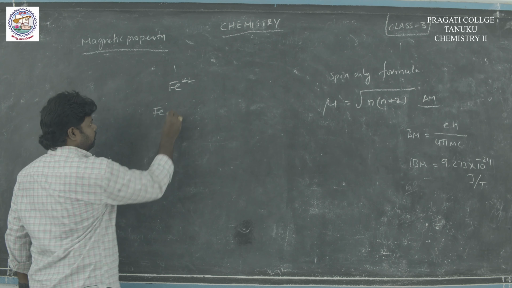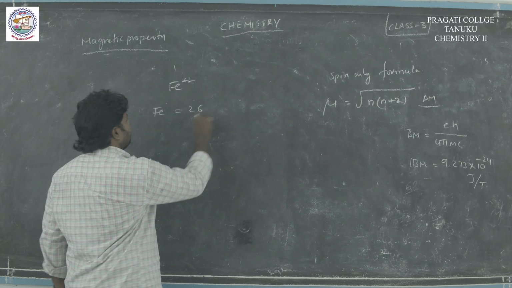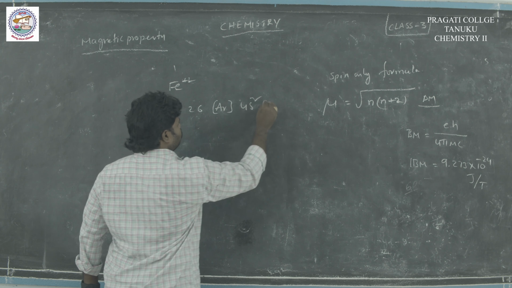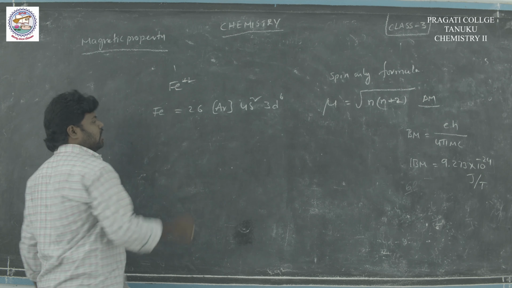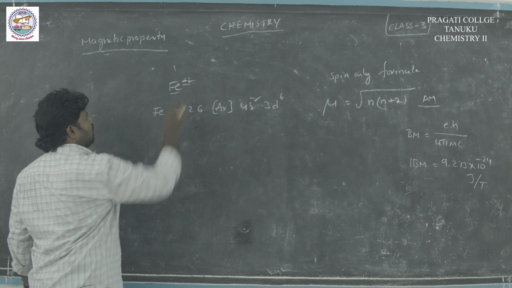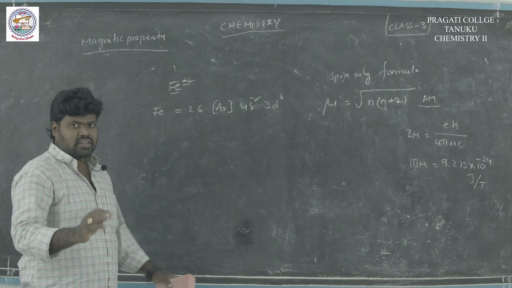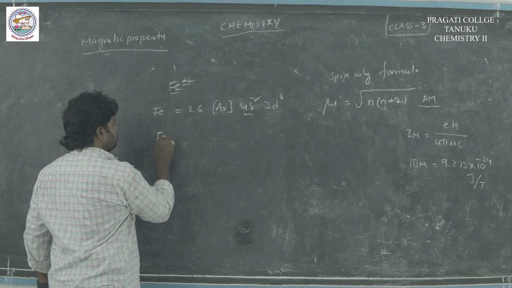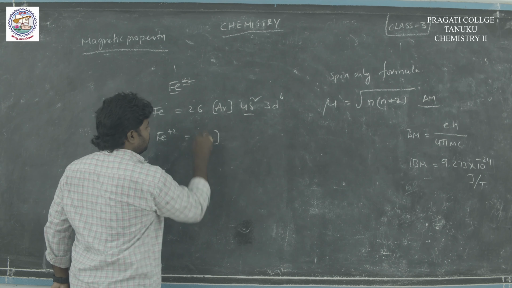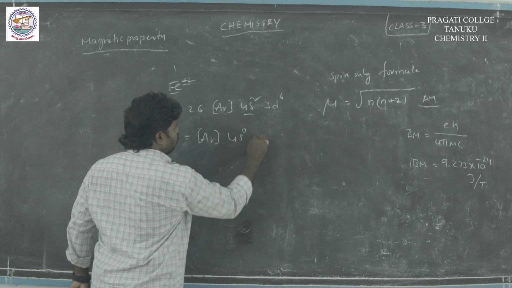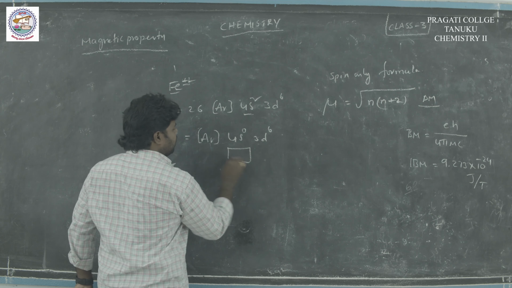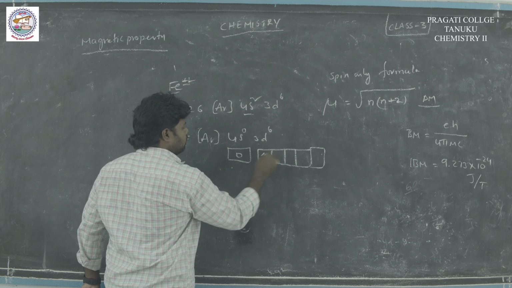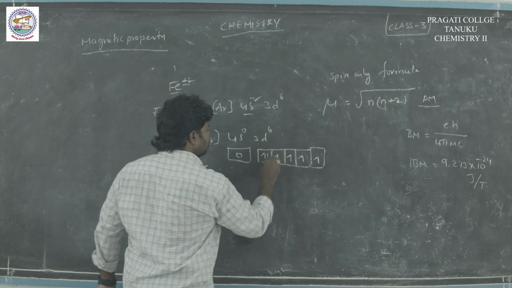First of all, take Fe. The atomic number is 26 and the electronic configuration is Ar 4s2 3d6. This is iron. In this iron, 2 electrons are lost. In transition elements, electrons are lost first from the s orbital. So after losing 2 electrons, the electronic configuration is Ar 4s0 3d6. So the s orbital has 0 electrons and the d orbital has 6 electrons.